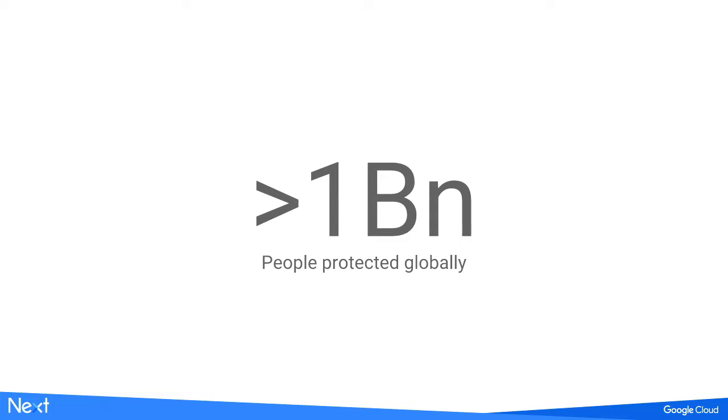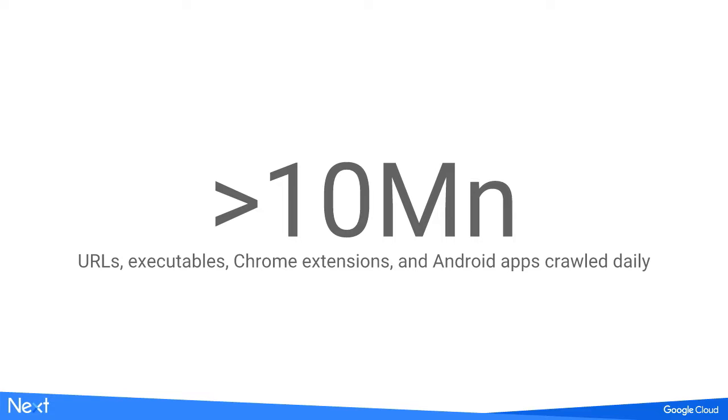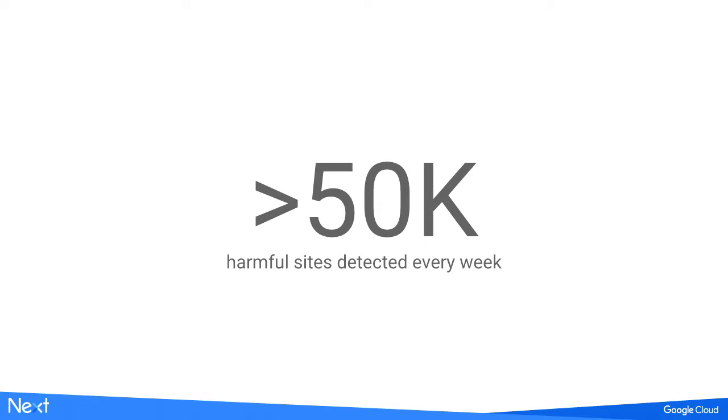Safe Browsing, surprisingly, or maybe unsurprisingly if you've seen it a few times, is effectively protecting 1 billion people globally. About 1.1 billion was the last measurement we had; it's probably higher now. Every day we crawl over 10 million URLs, Chrome extensions, executables, and Android applications, so we have good information about what's infected and what's not. We have various algorithms that can detect scams and infected software going forward. We detect around 50,000 harmful sites every week.